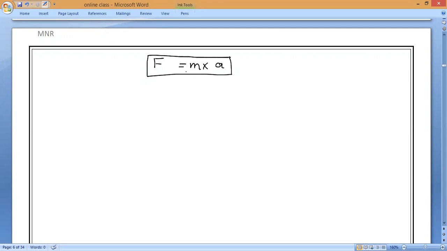Yes, please. So, the formula. Always, Newton's second law of motion will give you the relationship between two things. One is what? One is force, and another one is what? Acceleration.